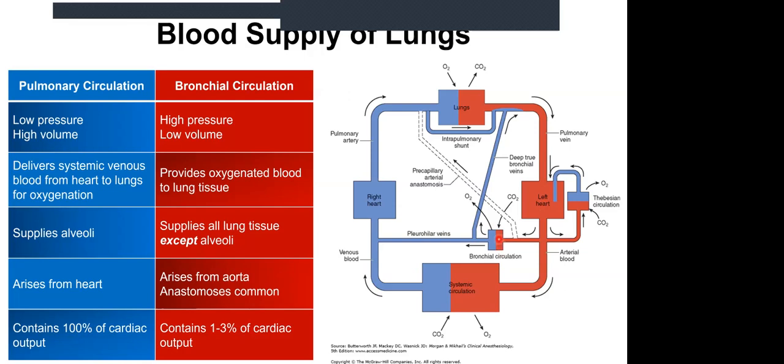At any given time, the bronchial circulation is only going to contain like 1 to 3% of our cardiac output. So a very small fraction of the blood that's leaving the heart, the left heart specifically, actually goes to the lungs. And then once the lungs use it, they will put it back into the right heart circulation, to the pulmonary artery, back into the lungs. And so that is blood supply of the lungs.